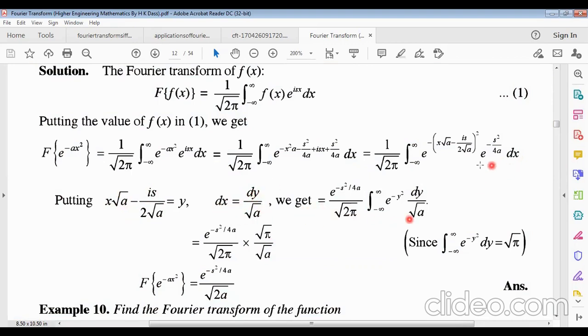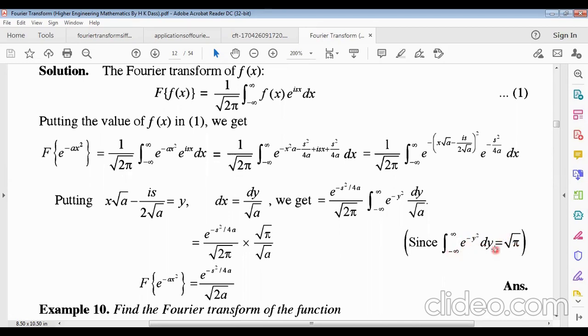Now we get from here e to the power minus s square by 4a, 1 by root over twice pi, minus infinity to plus infinity e to the power minus y square dy by root a. You must know e to the power minus y square, this is the improper integral, and this equals to root over pi. Okay, if you want to see the proof of this, you have to see the definite integral chapter.